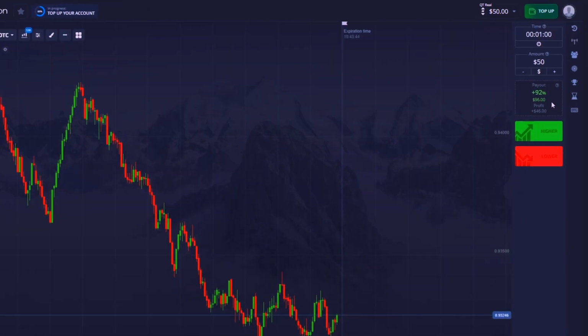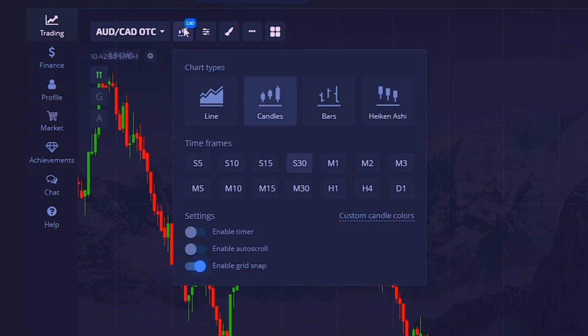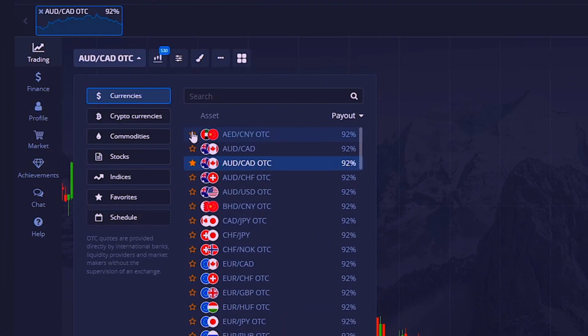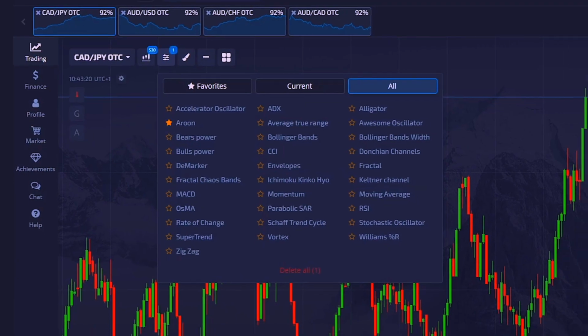Let's spend a couple of minutes setting up the platform. I'll invest 50. Trade time 1 minute. Candlestick time frame 30 seconds. Now let's choose the currency pairs: Aussie Canadian, Aussie franc, Aussie buck and Canadian yen. And now the most crucial element of our strategy, the Aroon indicator.